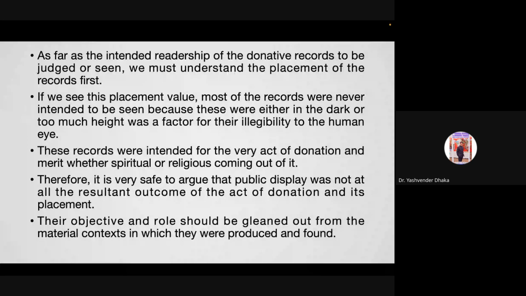And it is very safe to argue that the public display was not at all the resultant outcome of the act of donation. Their objective and role should be gleaned out from the material context in which they were produced and found. So this is more important than the reading part of the inscriptions.